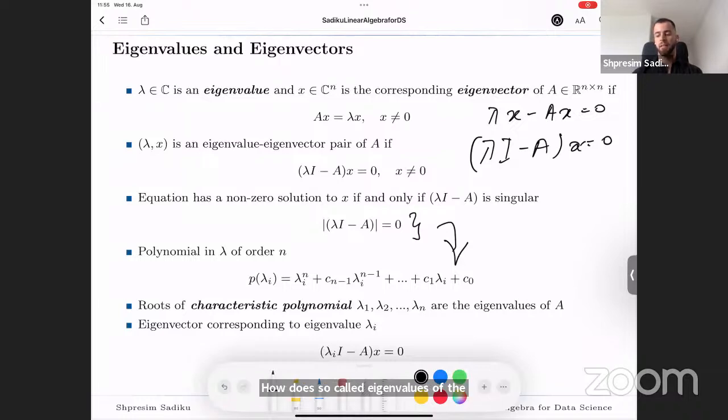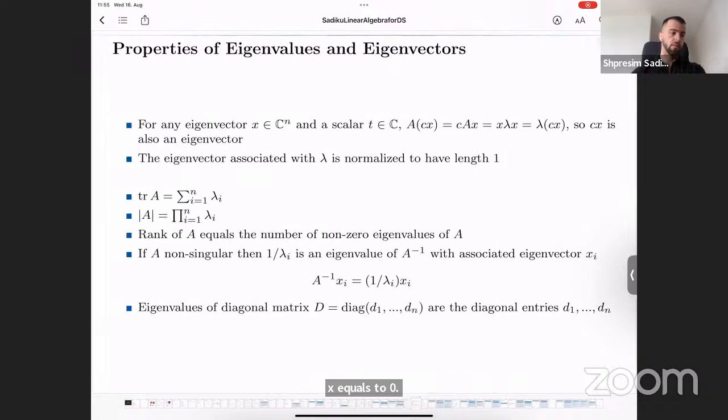Then the way we find an eigenvector which corresponds to the eigenvalue lambda i is by solving this system of linear equations: lambda i times the identity matrix I minus the matrix A, multiplied by the vector x, equals 0. All right, some properties of eigenvalues and eigenvectors: for any eigenvector x in the space of complex numbers to the power of n and a scalar c, also a complex number, the matrix A multiplied by c times x is the same as multiplying from the left by the scalar c the matrix A times x. From the definition, A times x is simply lambda times x, and we can take this lambda in front of the product c times x. So this means that c times x is also an eigenvector.